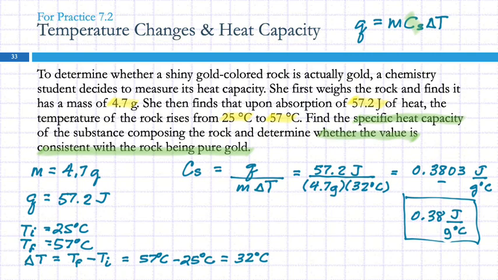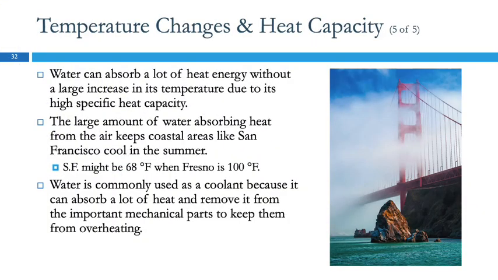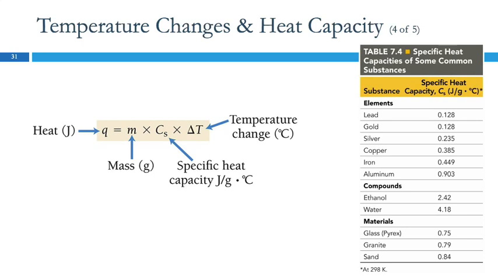So how do we figure out if this is consistent with the rock being gold? We need to look up the specific heat capacity of gold. So we just go back to the table. And we got gold, 0.128. Not gold. It's always fake. If you had to guess, what would you think it could be? It could be copper, because we came up with 0.38 and 0.385, that's almost exactly the same. It could also be a mixture of a whole bunch of stuff.